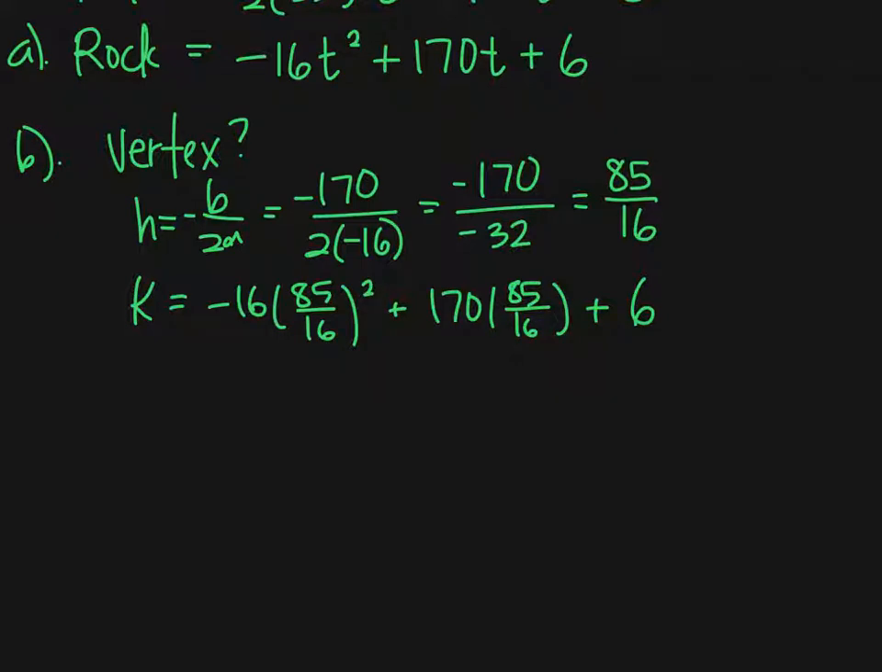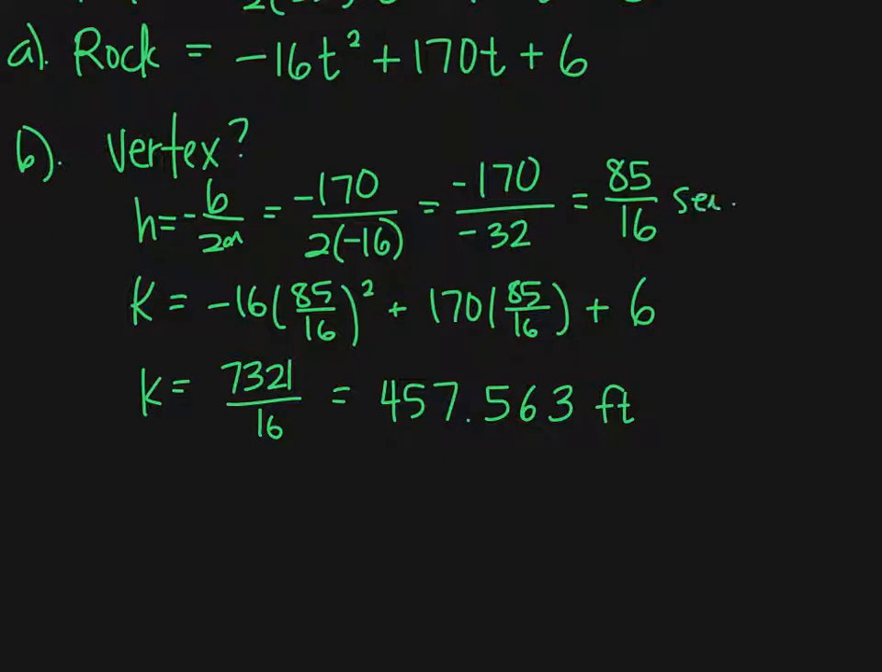Overall, and let's see, that comes out to be 7,321 over 16, which is approximately 457.563 feet, and this is seconds. So that answers the question for B of what's the maximum height. That's 457.5625 feet. And when does it get there? That's the 85 over 16 seconds, or 5.3125 seconds. So you're answering both questions.